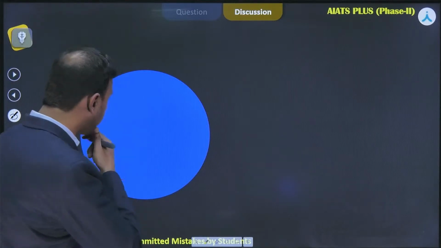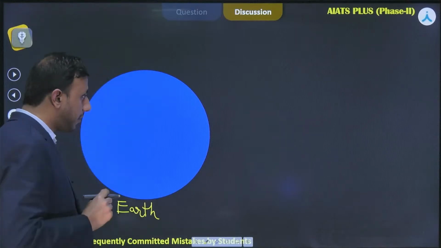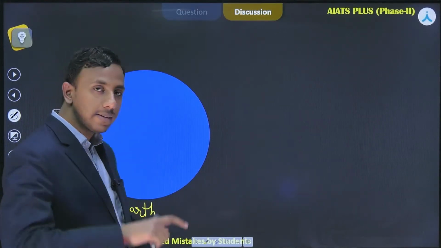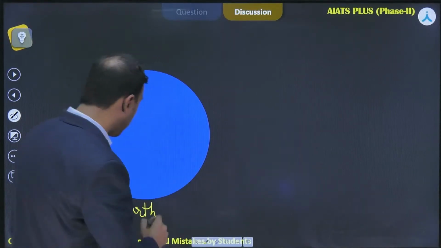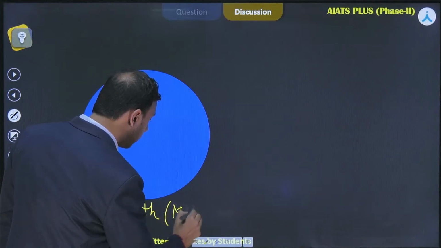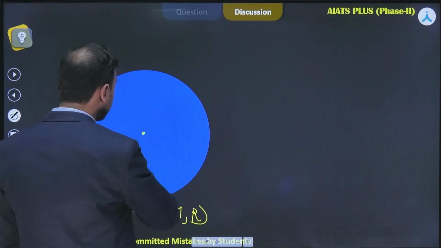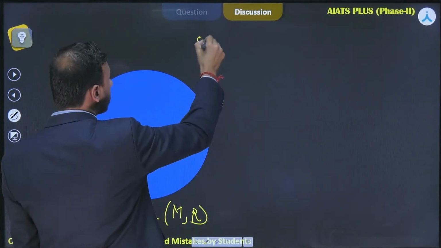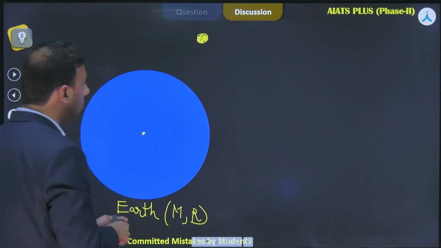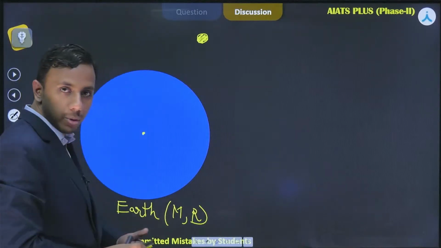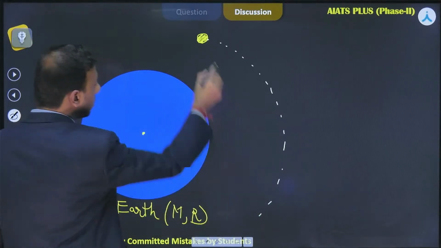Let's say this is the Earth. We are going to talk about satellites. So let's say a satellite is revolving around this Earth in an orbit of radius small r. Let's say the Earth has mass capital M and radius capital R. This is the satellite, and this is the center of the Earth. This satellite is going to revolve around the Earth in a huge orbit. I can't complete the whole circle, but you will understand what I'm trying to say.